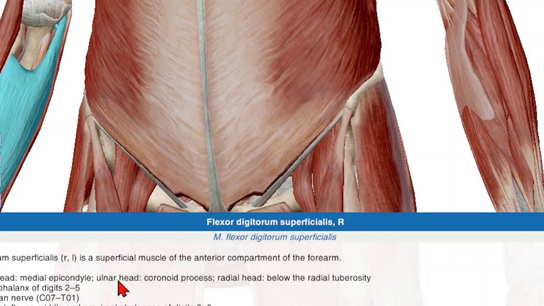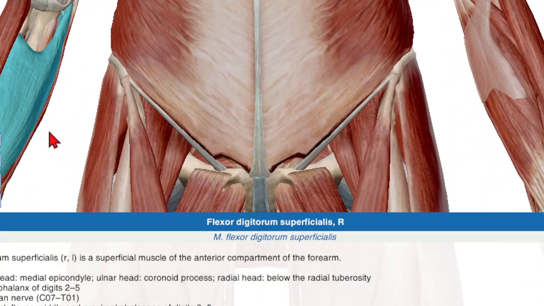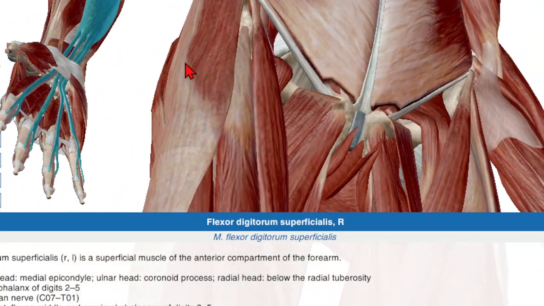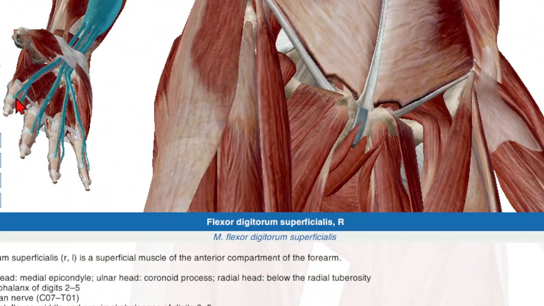Origin from one is the ulnar head. Correct. Origin is the humeral head, medial epicondyle, ulnar head, coracoid. Ulnar head is actually the coracoid process, and radial head below the radial tuberosity. There are the radial tuberosity, and from this area they have three origins. And insertion is to the medial phalanx of digits 2 to 5, 2, 3, 4, 5. To this area they are attached.